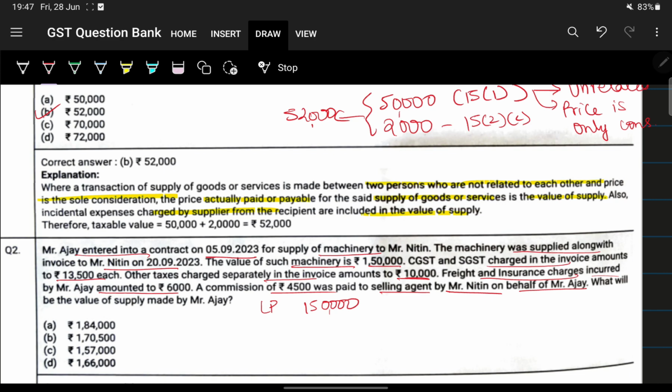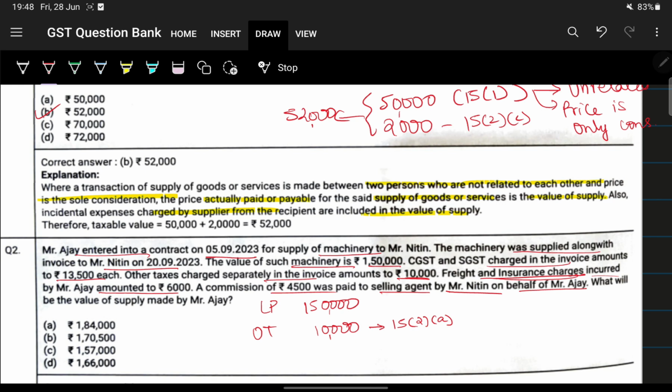Next, other taxes charged. This other tax we will have to add, which will come to 10,000 rupees. This is as per other taxes, again as per section 15 subsection 2 clause A. Next, freight and insurance charges incurred by Mr. Ajay, amounted to 6,000.